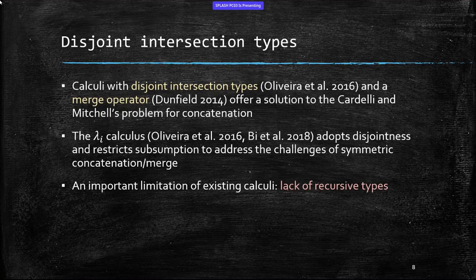Recently, calculi with disjoint intersection types and a merge operator offered a solution to Cardelli and Mitchell's problem for concatenation. The lambda-i calculus proposed by Oliveira and Bi and other people adopts disjointness and restricted subsumption to address the challenge of symmetric concatenation or merge. However, although it solves the conflict problems, an important limitation of existing calculi is that they lack recursive types.